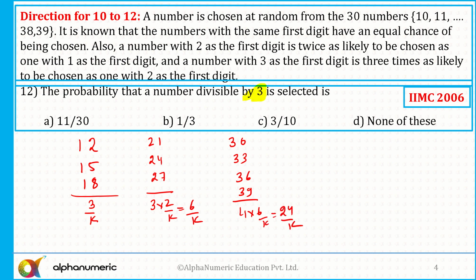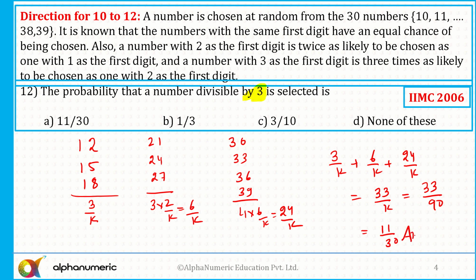So if I'm picking any number at random, what is the probability that it is divisible by 3? I can say that is equal to 3 by k plus 6 by k plus 24 by k, which comes out to be 33 by k. And we know that k is equal to 90. So 33 by 90, if I solve it, comes out to be 11 by 30. So the correct answer for this question is 11 by 30, which is option number A.